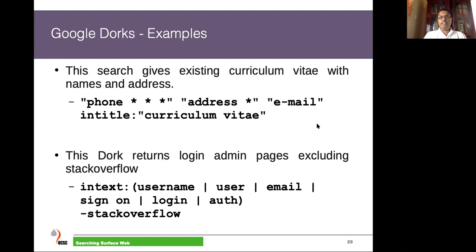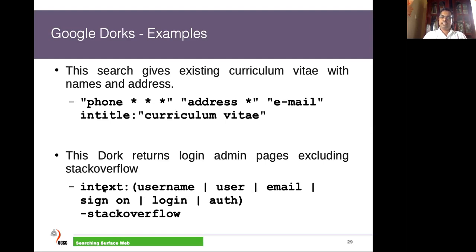Similarly, if you are interested in finding pages which have login information, you can search using the intext operator. You say, I would like to search pages which have username or user or email or sign on or login or auth. Then you can put brackets and prioritize it as well. It returns the pages which have those keywords only in the body, not in the URL or the titles. These words should appear in the body. If you pass that query, it returns such documents.